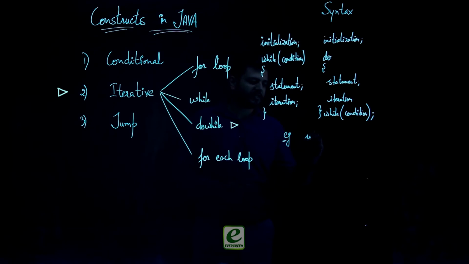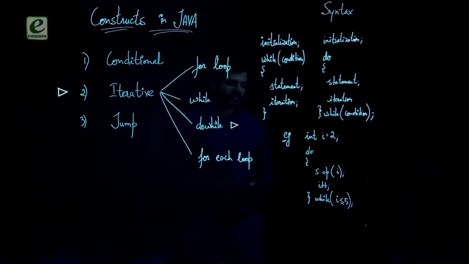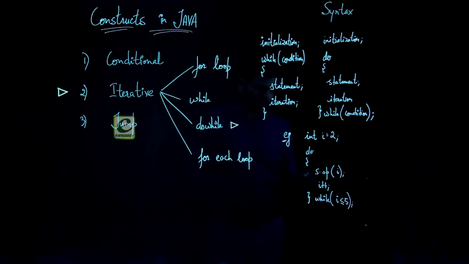So it is initialization first. So int i equals, let's say, 2. Do SOP i plus plus while i is less than or equal to 5. So in this case, let's see what happens. i is 2. Straight away there is no condition checking. Straight away 2 is printed. So in output, what you will get? First output you will get is 2.